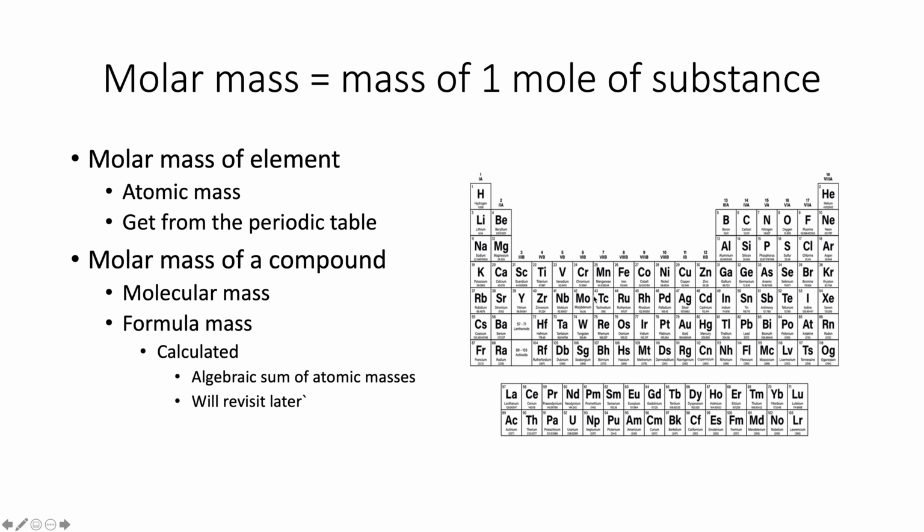But again, I've given you a periodic table on the Canvas site, so it's a good idea to print that out and have it handy. You don't need to memorize atomic masses, but you should look them up. The molar mass of a compound is called molecular mass or formula mass, and these are calculated, and we'll deal with this a little bit later on as we progress through this set of slides.